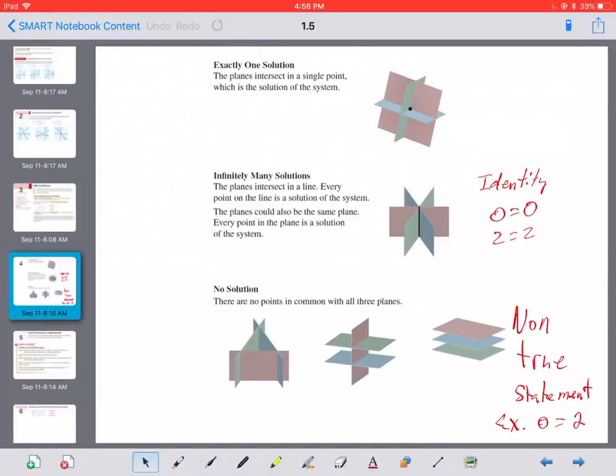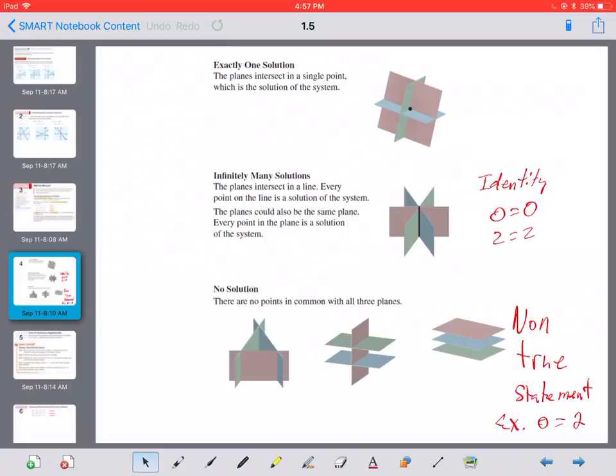Okay, you're going to get the same kind of answer examples, exactly one solution where all 3 planes, we're dealing in 3 dimensions now, so that's up and down, left and right, front and back, that's a plane. 2 dots is a line, 3 dots is a plane. So when the planes intersect in 1 point, that's a 1 solution situation. And if the planes intersect in a line, that's an infinity, and when you get that, you're going to see an identity, like 0 equals 0 or 2 equals 2.